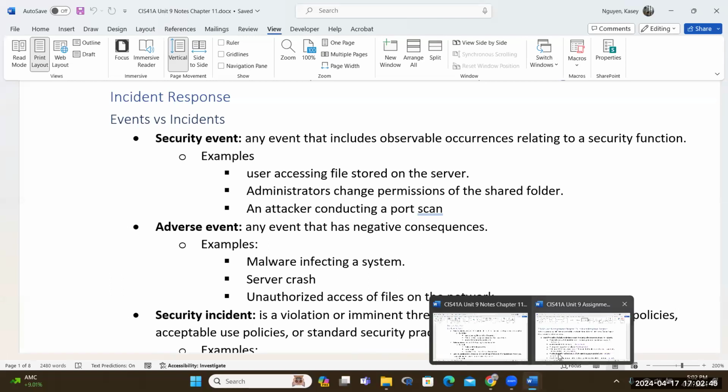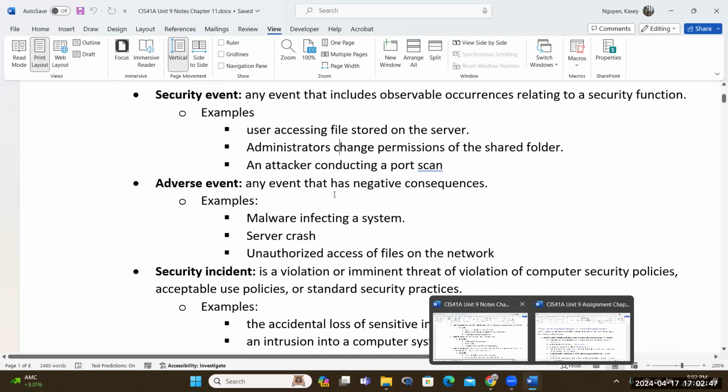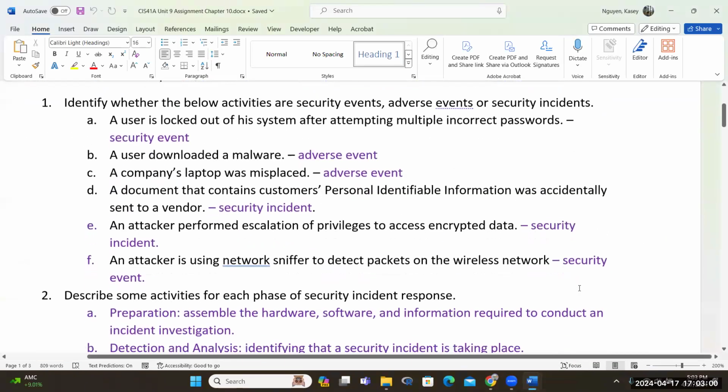Now the adverse event is any event that has negative consequences. So when you're looking at something that has negative impact, that becomes an adverse event. So in the first question, it asks you to identify the type of security events or security incidents.